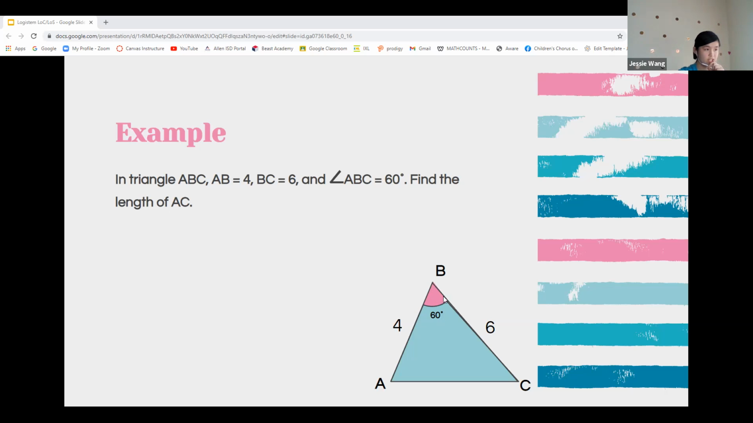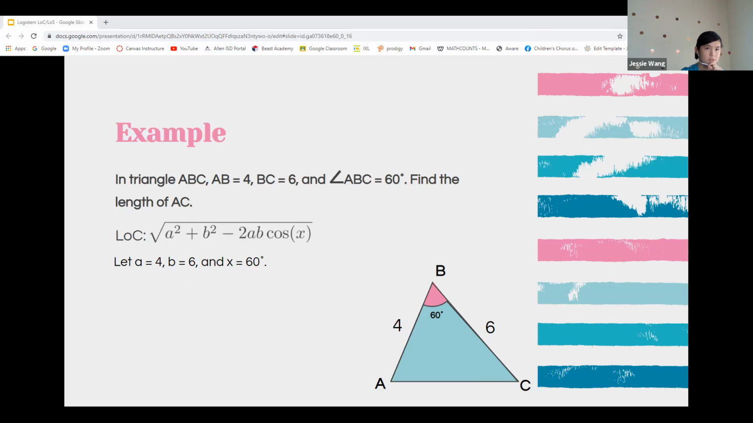So, first of all, we have a diagram right here. AB equals 4, BC equals 6, and angle ABC is 60 degrees. This is one of the easier angles to work with. So now here's our formula for the law of cosines. The square root of a squared plus b squared minus 2ab cosine x is going to equal the side length of AC. So we can set a equals 4, b equals 6, and x equals 60 degrees. It doesn't matter which one we set as a and which one we set as b. Alternatively, we could have said that a equals 6 and b equals 4. But angle x has to equal 60 degrees. This is the important thing.